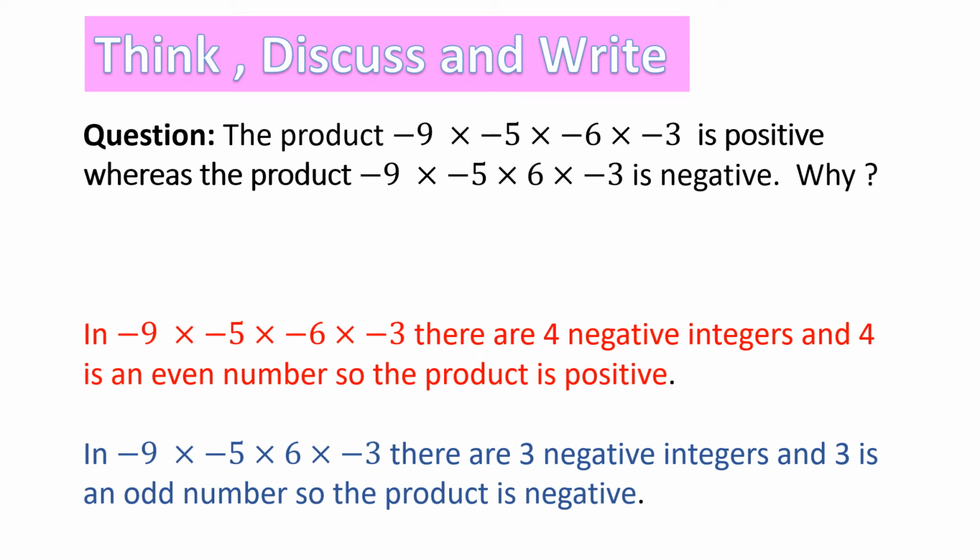Good morning, students. Today we will be continuing with what we have done in the previous class. In the previous class, we saw a rule, right? What was the rule? The rule was that if there is an even number of negative integers multiplied, then we get a positive answer. And if there is an odd number of negative integers multiplied, then we get a negative answer, right? So that is the rule.